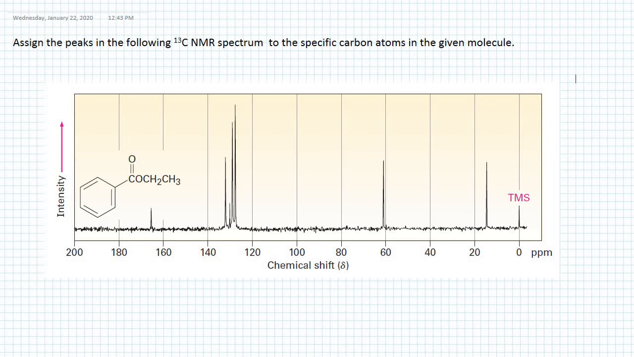Hi, in this tutorial we are going to solve a question related to carbon-13 NMR. The question asks us to assign the peaks in the following carbon-13 NMR spectrum to the specific carbon atoms in the given molecule. In order to solve this question, we have to start identifying different types of carbon in the molecule.